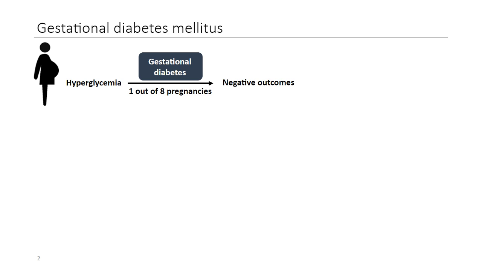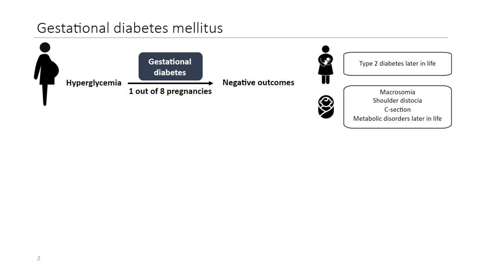The sad thing about it is that it has negative pregnancy outcomes for the mother, which includes an increased risk of type 2 diabetes later in life, but also for the baby, which includes that they grow too big, that their shoulder can get stuck upon birth, which means they would opt more often for C-sections, which comes with other complications. And moreover, they also have an increased risk of metabolic disorders later in life.